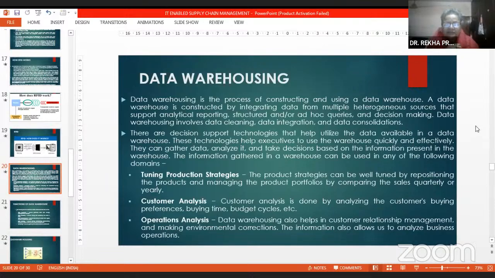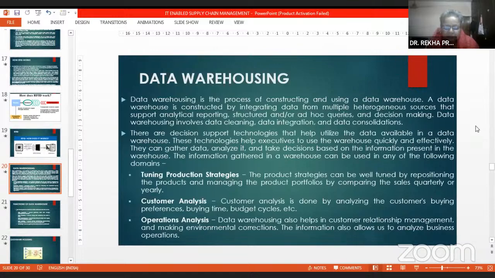Heterogeneous sources that support analytical reporting, structured and/or ad hoc queries, decision making, all these things are done with the help of data warehousing. Data warehousing involves data cleaning, data integration, and data consolidation, where data has to be clubbed, and something which is not useful has to be deleted. All this data has to be integrated. Everything is done in data warehousing.